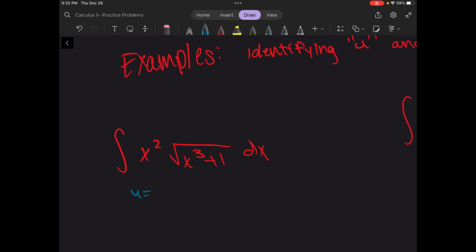That's the whole reason we're using substitution, because we don't like to see this composite function where we have an inside function of x cubed plus 1 and the outside function of the square root. So the u is always going to be the inside function because that will allow us to get rid of the composite. And du is always going to be the derivative of u. So that's going to be 3x squared dx, with respect to x, of course.